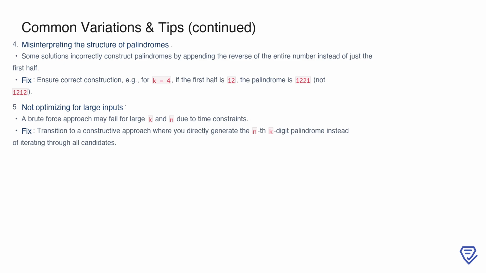Additionally, failing to optimize for large inputs can lead to significant performance issues. A brute force approach, which checks all possible candidates, may work for small values of k and n, but it becomes impractical as these values grow. Instead, adopting a constructive approach allows you to directly generate the nth k-digit palindrome without iterating over every candidate, making your solution far more efficient.